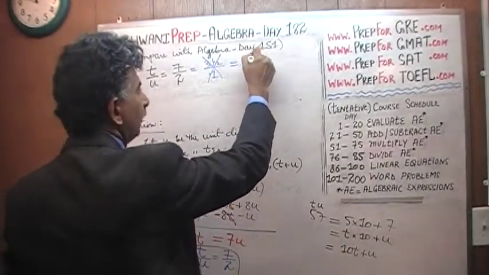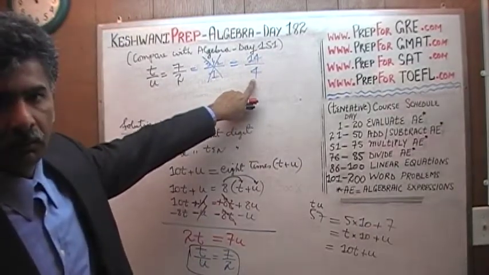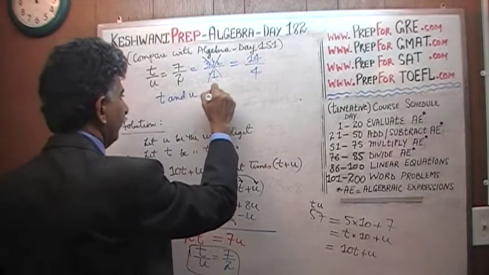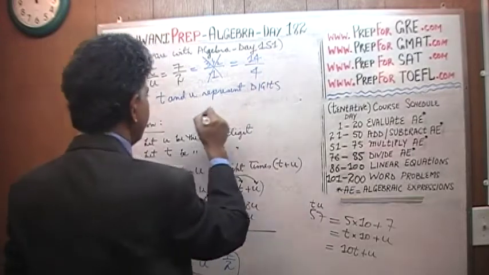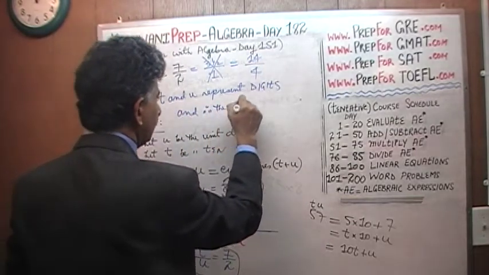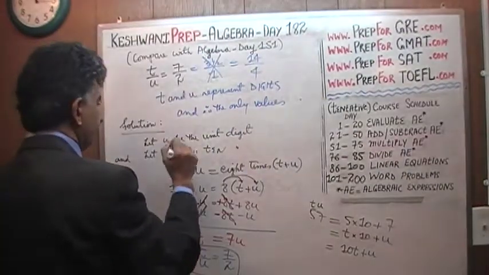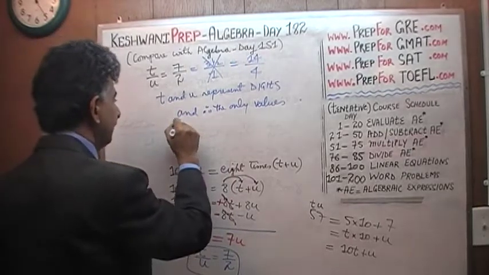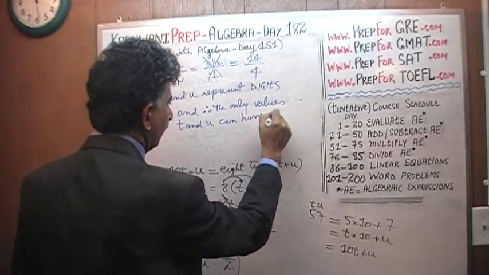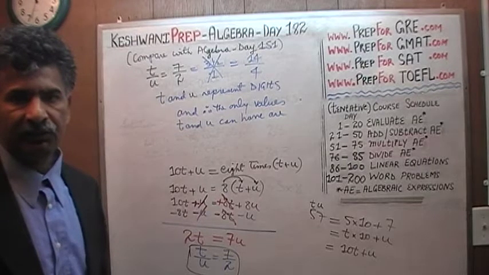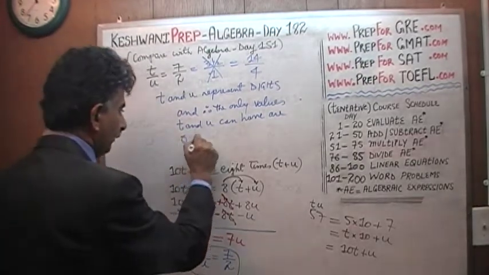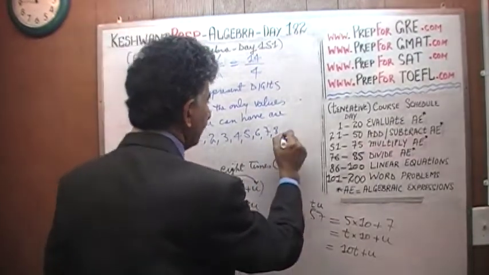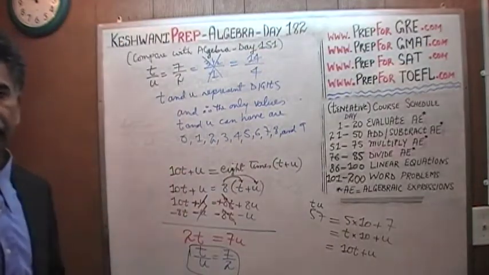It is also not possible to have the ratio of 14 to 4. Again, you can have a unit digit of 4, but the 10 digit cannot be 14, because T and U represent digits, and therefore the only values T and U can have are 0, 1, 2, 3, 4, 5, 6, 7, 8 and 9. These are the only 10 values that T and U can have.